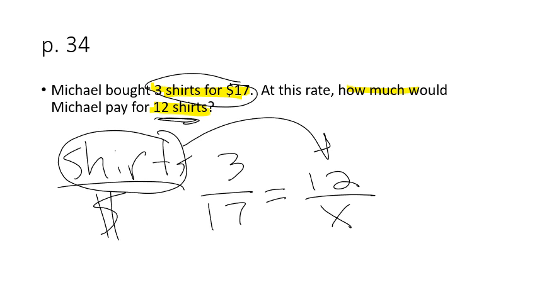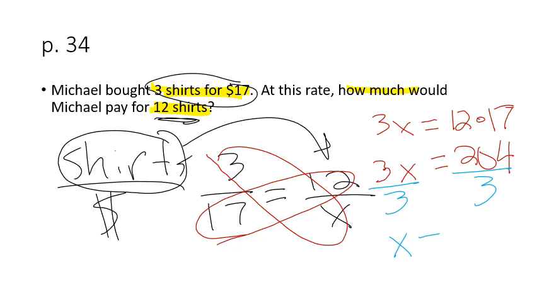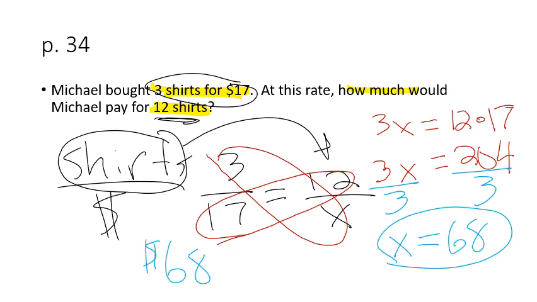Once again, whenever we have two fractions that are equal to each other, called a proportion, we can solve it using cross multiplication. So multiplying diagonal to set up my equation, 3 times x equals 12 times 17. So 3 times x, which is 3x, and 12 times 17, which is 204. And my last step is a one-step equation. Whenever I'm multiplying, the opposite of multiplying is dividing, so I'm going to divide by 3 on both sides. And I'm going to get x equals 68. So the final answer, how much would he pay? $68 Michael would pay.